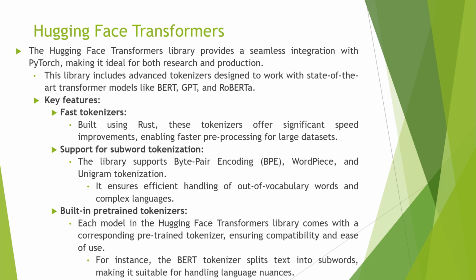So it uses a built-in Rust implementation, which is used in building this fast tokenizer. So this tokenizer generates tokens, improving the speed in the pre-processing stage for large datasets. It supports byte pair encoding, WordPiece, and unigram tokenization. It improves the efficiency of handling out-of-vocabulary words and complex language structures, and understanding the meaning of complex words.